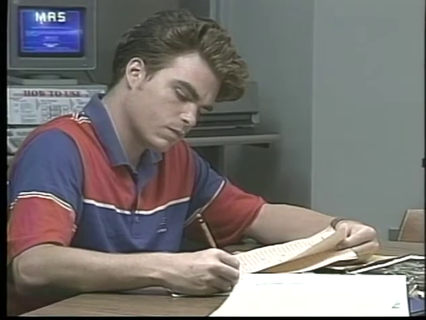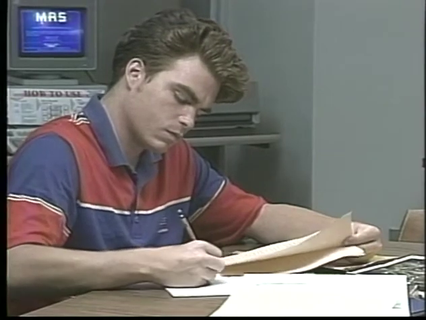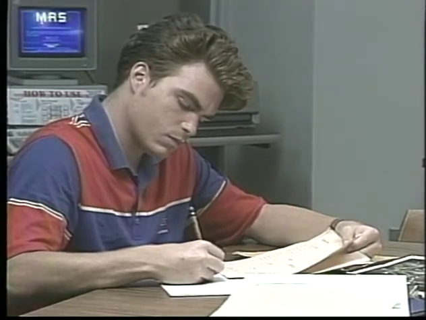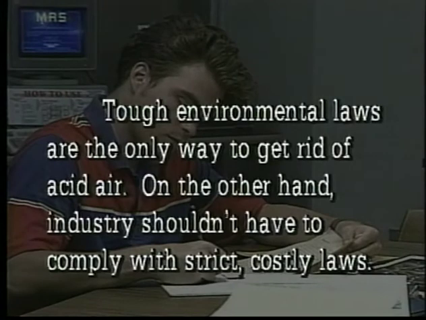Finally, avoid sounding indecisive if writing about contradictory or controversial material. Tough environmental laws are the only way to get rid of acid air. On the other hand, industry shouldn't have to comply with strict, costly laws.